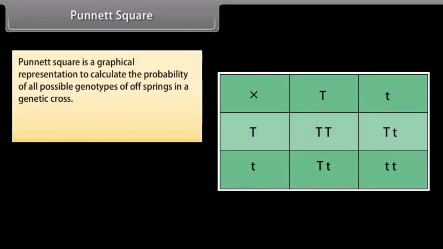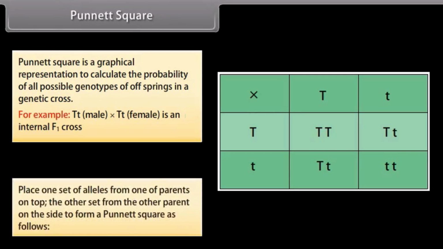Punnett square. Punnett square is a graphical representation to calculate the probability of all possible genotypes of offsprings in a genetic cross. For example, Tt male cross Tt female is an F1 cross. Place one set of alleles from one parent on top, the other set from the other parent on the side to form a Punnett square as follows.